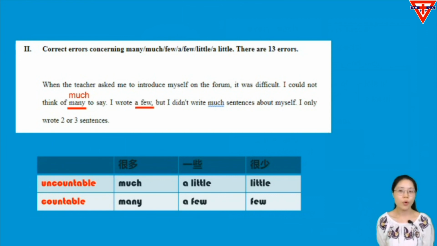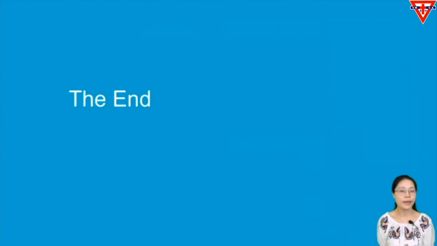The same rules apply to the next one. I wrote a few should be I wrote a little, as what I wrote is an amount. In the next clause, we change much to many because sentences are countable. That is the end of today's lesson. Have a try at the rest of the exercise.